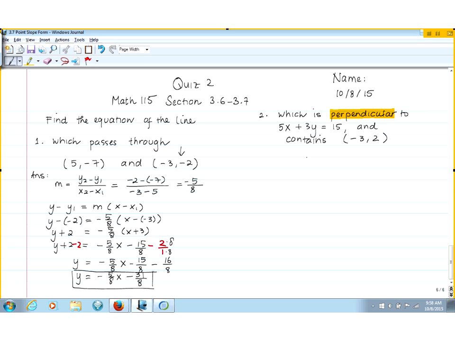Oh, this one's not supposed to be hard, right? The second one, I have parallel and perpendicular lines, so I have line 1, line 2. So line 1, what do we know about line 1? Yes, 5x plus 3y is equal to 15. What do we know about line 2? Line 2 is perpendicular to line 1, and it passes through negative 3, 2. So do we know the slope here?